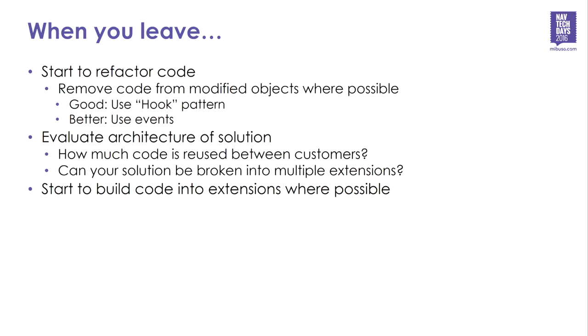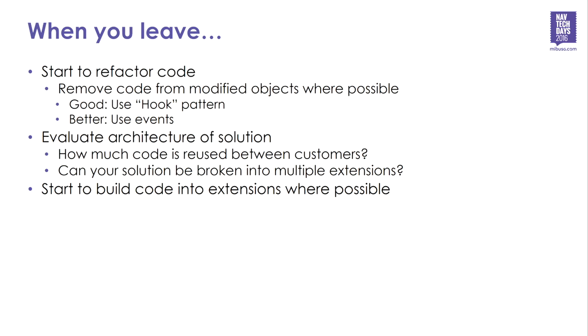The first one is start refactoring your code. There's a lot of good practices out there. The one I call out here is the hook pattern, where you start to isolate the number of objects you're modifying. And whether you go to extensions or not, this is a good thing to do. It makes your upgrades easier, helps you when you're upgrading your customers, because you're not as integrated into the Microsoft code base. And as we churn our objects, you're less affected by that, and you can get up and going on the new version faster.